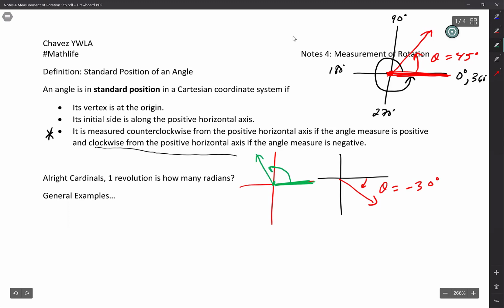This degree there has to be bigger than 90 because I'm in quadrant 2. I'm gonna say that's like 120. And notice that I'm putting a little degree symbol in the upper right-hand corner for all of these.